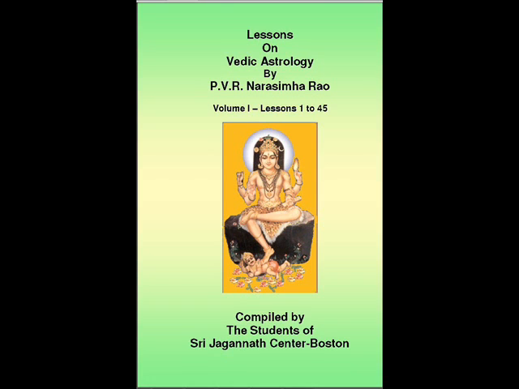1, 2, 3, 4. No, not 4 planets. Aspect. Let's count. First count the conjunction. Count the planets occupying Aries. How many? 1, 2, 3, 4. There are 4 planets.